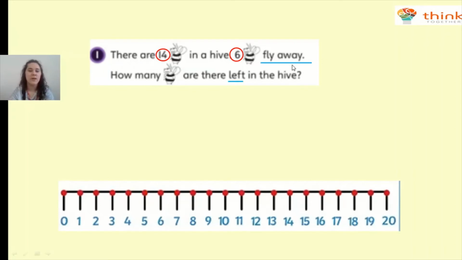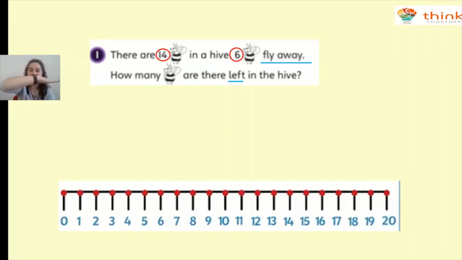Here the important words are fly away and left. If bees are flying away, that means some are going to leave and the amount's going to get smaller. And if we want to see how many are left, then that means some have gone. And again, the number's going to get smaller. So if the amount's going to get smaller, are we adding or are we taking away?